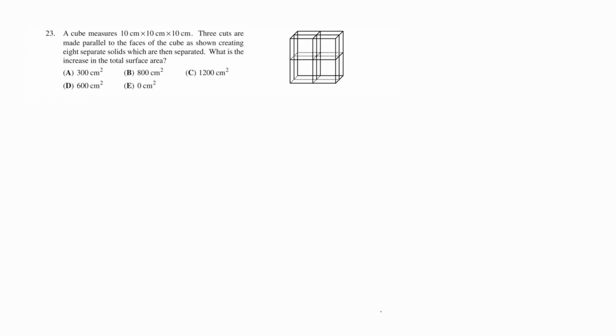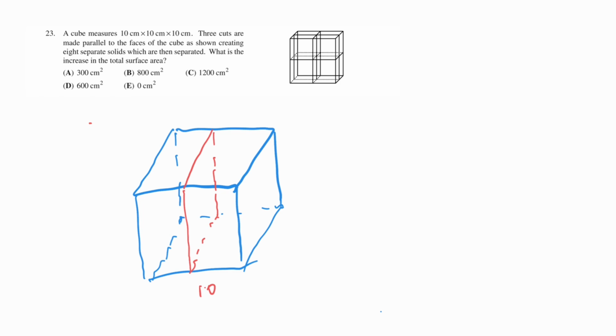Now, let's draw the cube, 10 by 10 by 10. So that means one surface area is 10 by 10, that's 100. So 1 cut increases the surface by 2 faces, so that will be 200. So 1 cut increases by 200. So 3 cuts, times 3, give us 600.